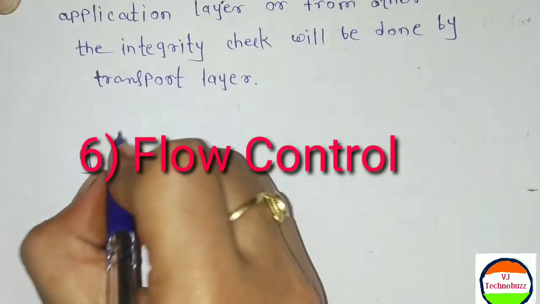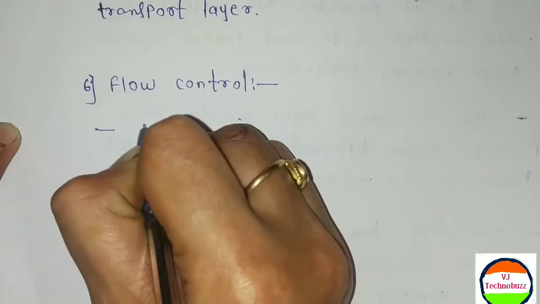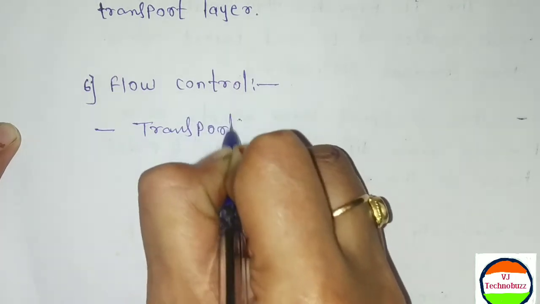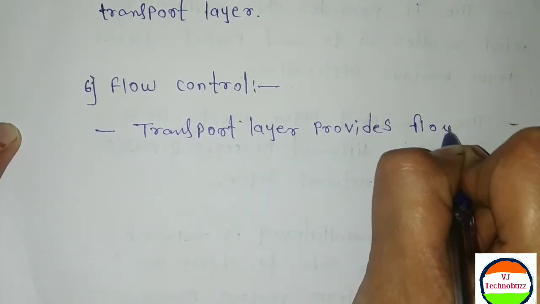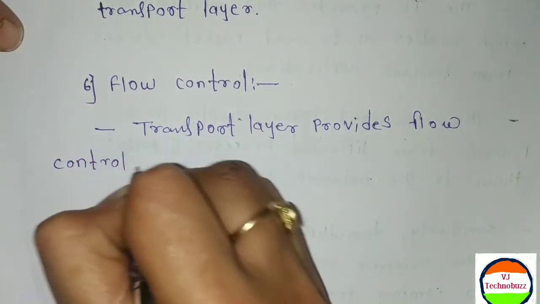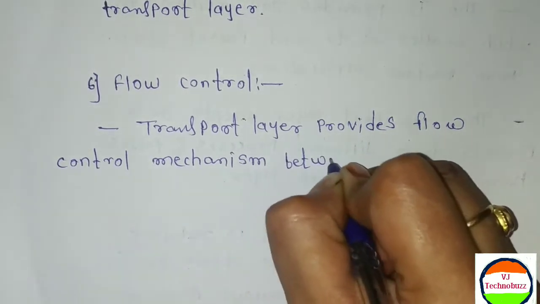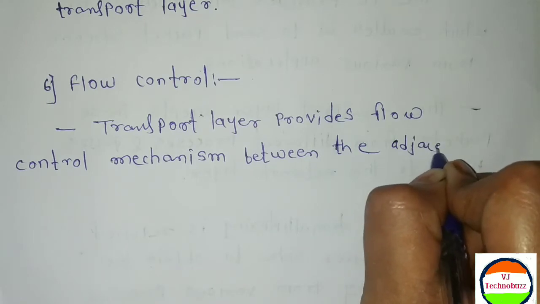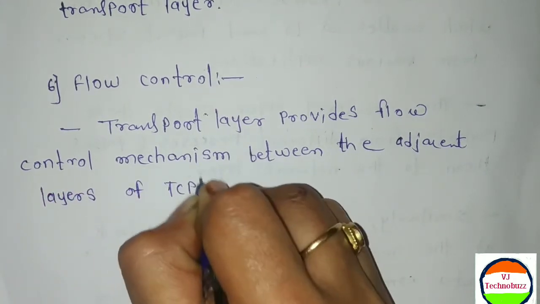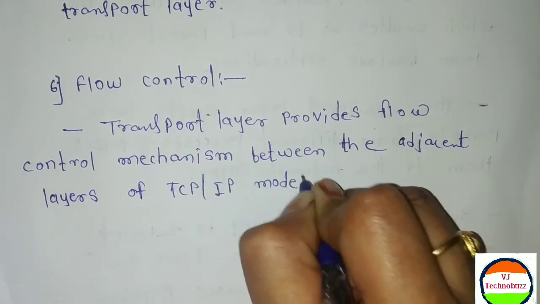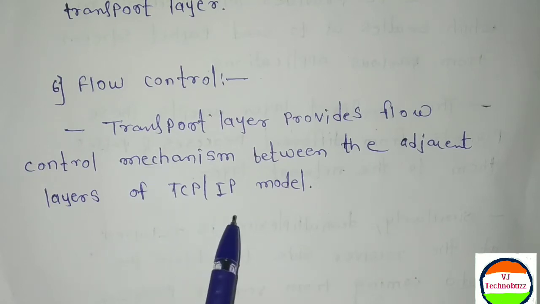Sixth function of the transport layer is flow control. The transport layer provides flow control mechanism between the adjacent layers of TCP/IP model.